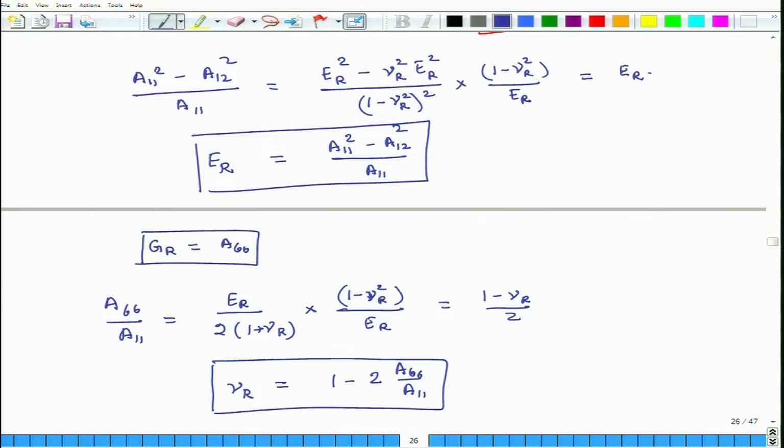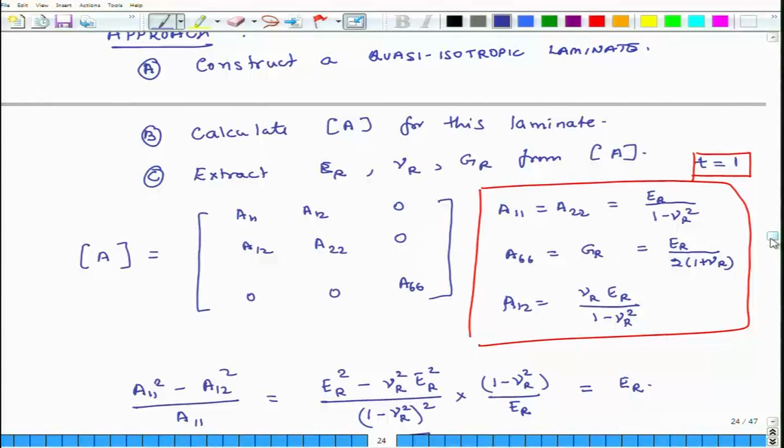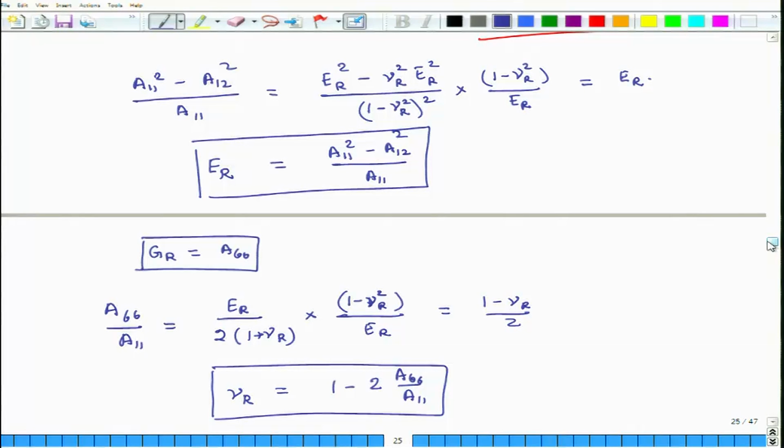So, this is the overall method. So, once again what is the method? First we find out the A matrix for a quasi isotropic laminate, and the laminate should have a total thickness of unity. The total thickness of the laminate should be unity, and then corresponding to that A matrix, if I use these relations, then I can calculate ER, GR and nu R.